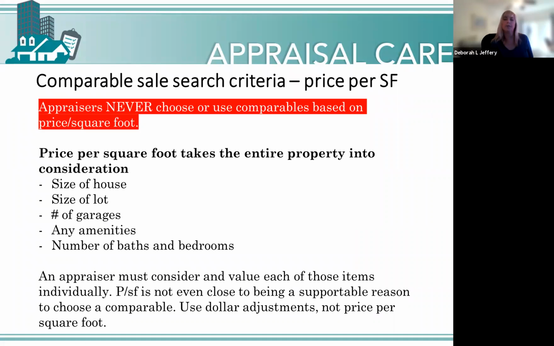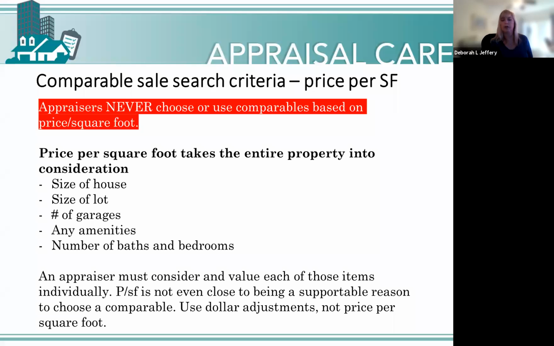Okay, so one thing that I see come up a lot is that a lot of agents use price per square foot, and we do not even look at the price per square foot, because we have to look at all the individual parts of the property and adjust for those. You could have 2 properties with a similar price per square footage that are completely different properties. It's like comparing apples to oranges. So we don't really focus on the price per square footage at all.